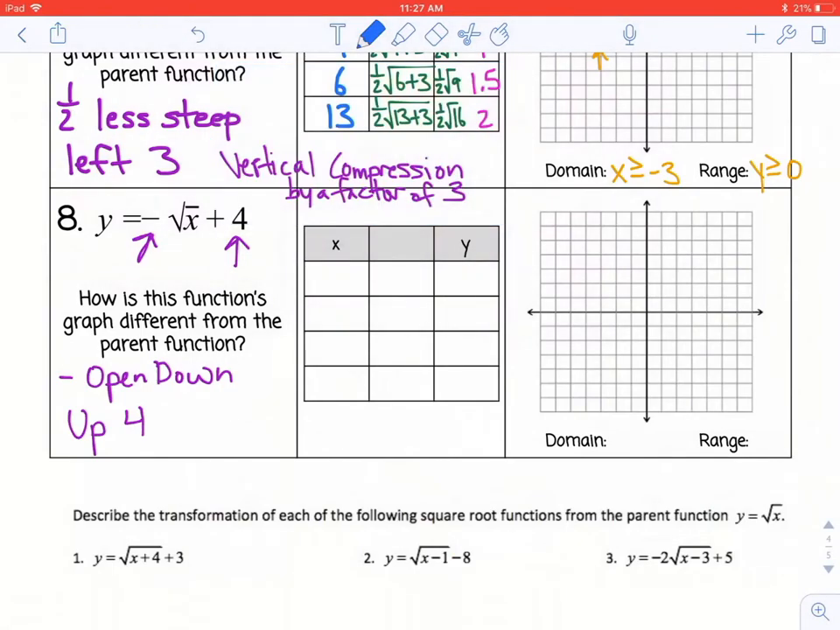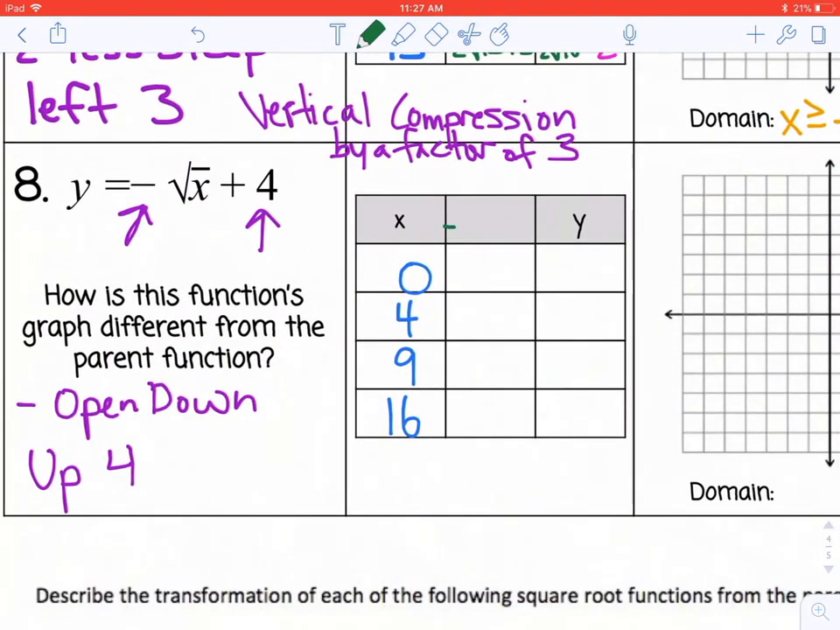All right, so let's plot some points again. We have 0, 4, 9, and 16, which are going to be easy ones to plug into our function. So let's substitute those for negative square root of x plus 4. So we have negative square root of 0 plus 4, negative square root of 4 plus 4, negative square root of 9 plus 4, and negative square root of 16 plus 4.